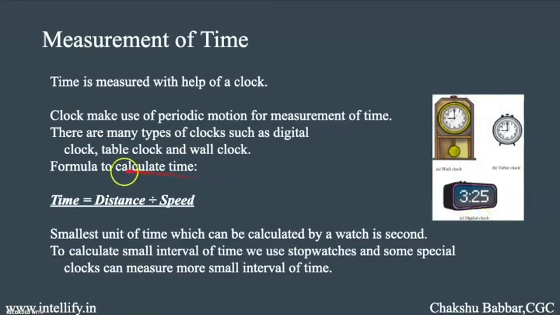We calculate time by formula. Time is equal to distance divided by speed. We have just rearranged the formula. Speed is equal to distance over time.